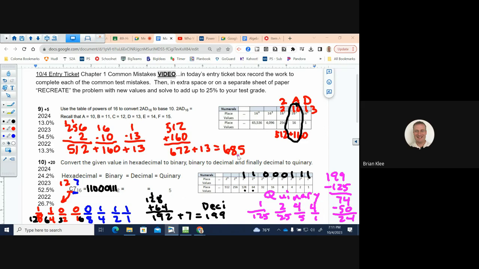Please use this to recreate a problem. Again, hexadecimal should have 2 place values, 2 digits. They can't both be 0, and then you're turning it into binary, decimal, quinary. You do all that, maybe your test grade goes up by as much as 25%, depending on how well or how poorly you scored.